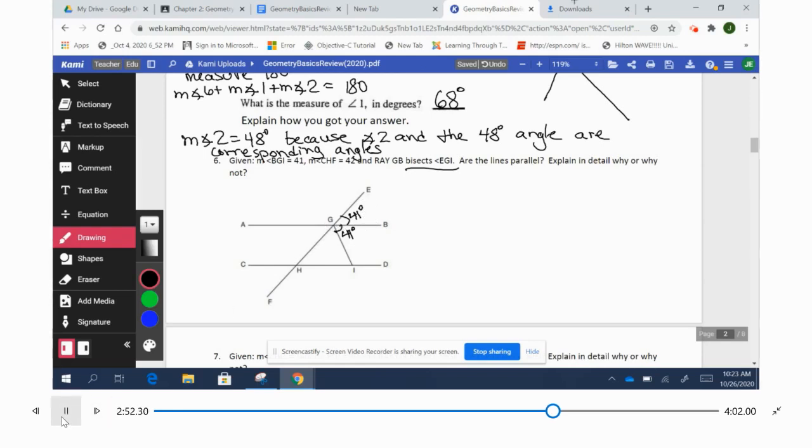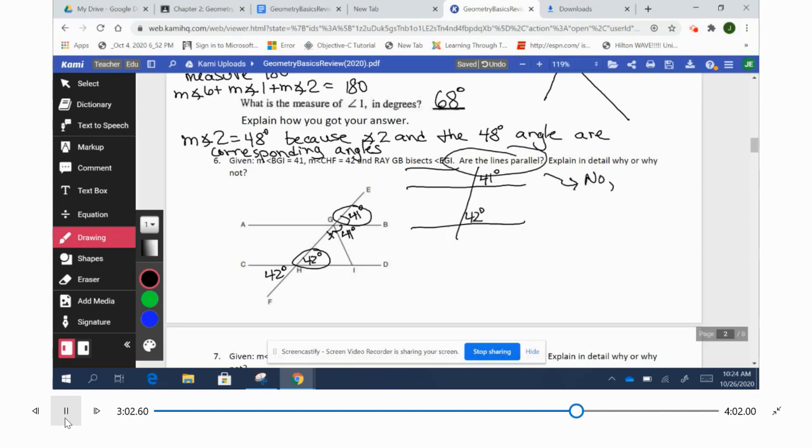Okay. Now, since this angle is 42 degrees, the lines are not going to be parallel because the corresponding angles are not going to be equal. Yep. So right there, when corresponding angles are not equal, the lines cannot be parallel.